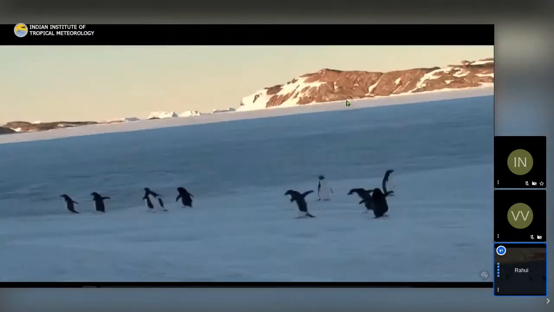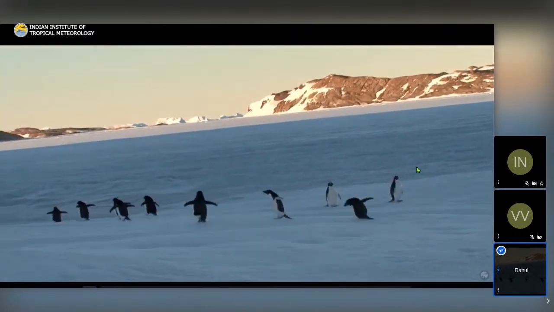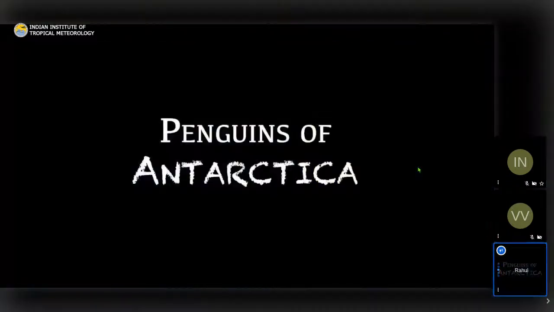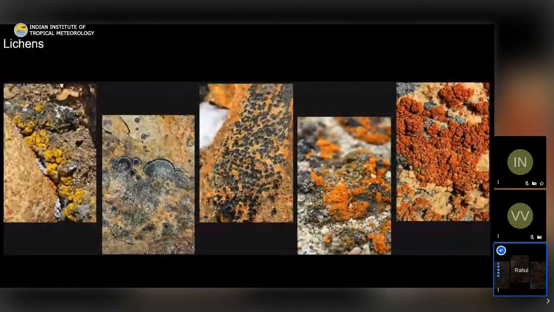These are the Adélie penguins, and you could hear the noise as well. So they recognize each other with the help of the sounds.